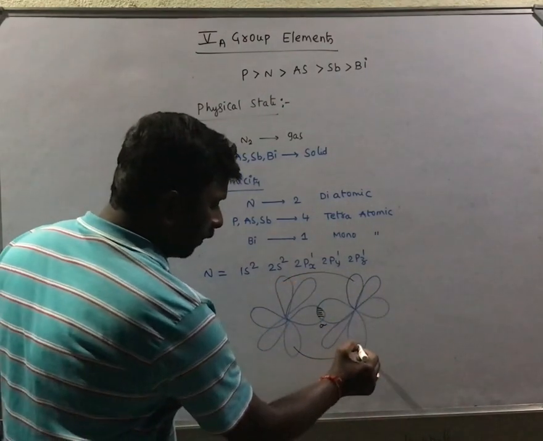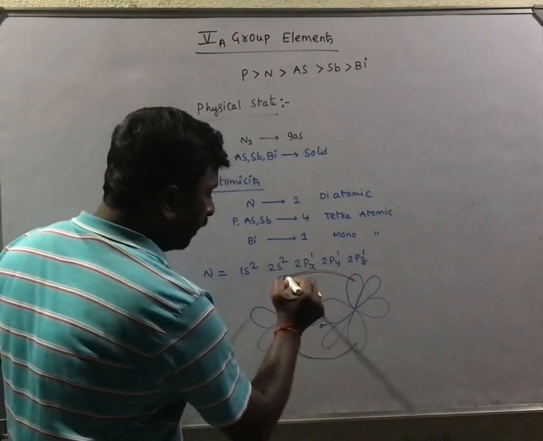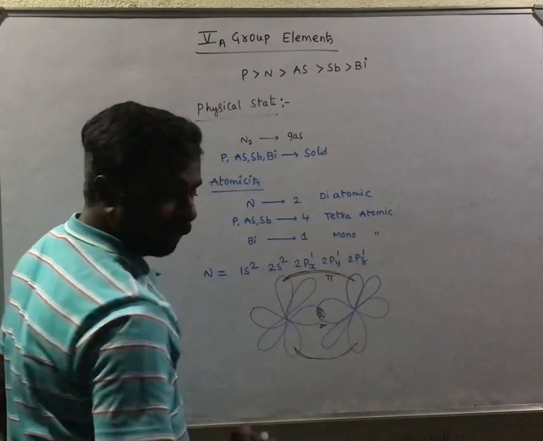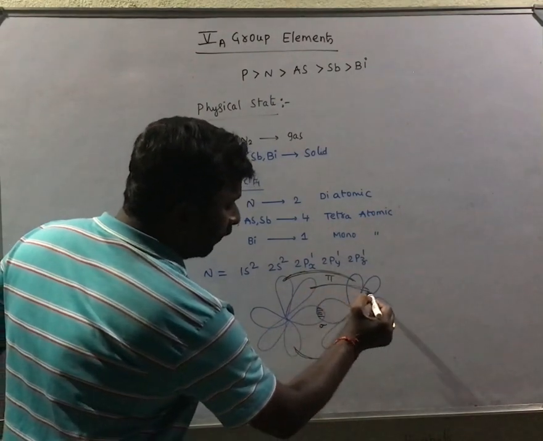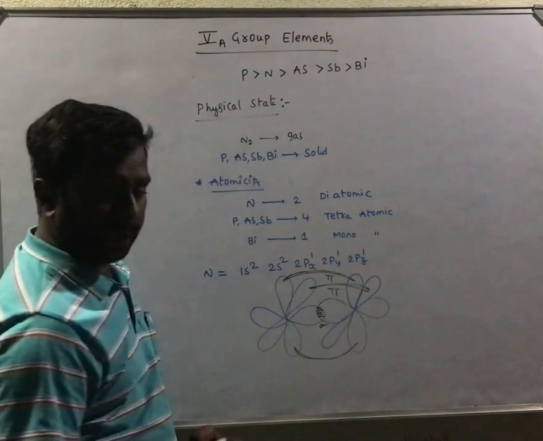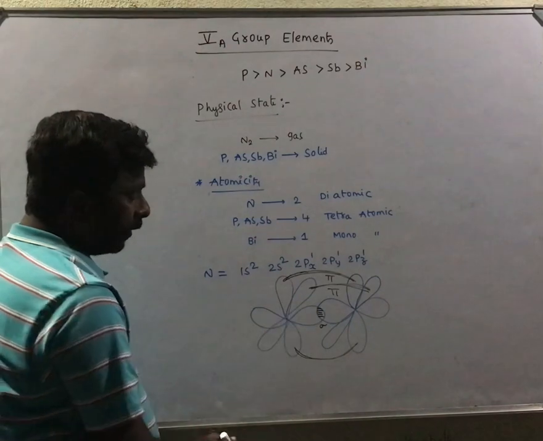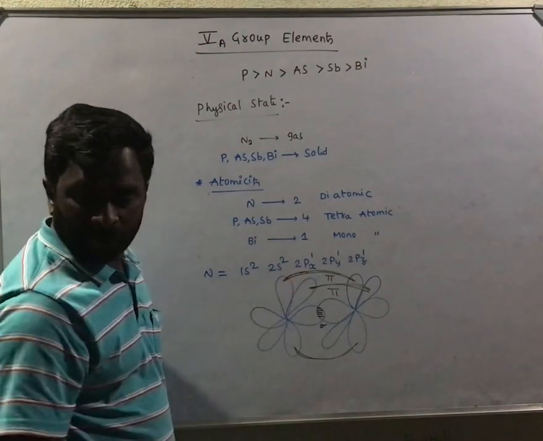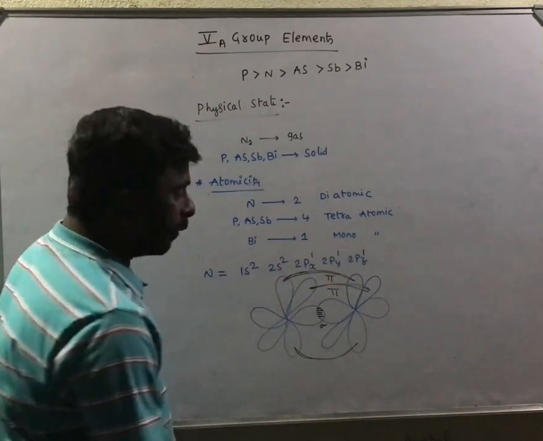This is sidewise overlapping. Sidewise overlapping gives a pi bond. This is also sidewise overlapping. That one is also a pi bond. So regarding N2, px, px overlap gives a sigma bond, py, py overlap gives a pi bond, pz, pz overlap also gives a pi bond.